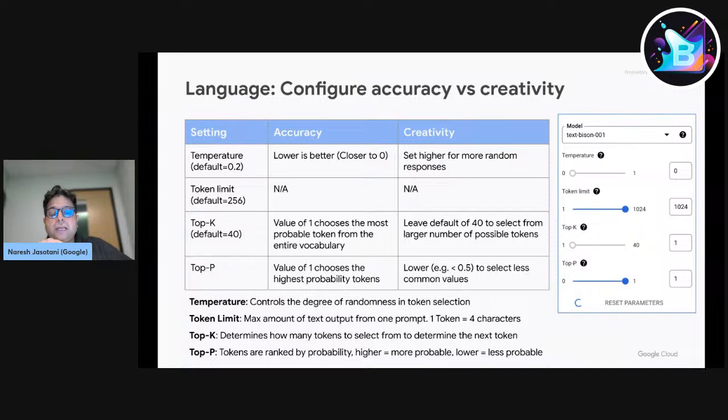And this is defined, and I'm going to share the slides with you. This defines the different parameters that you can modify: temperature, token limit, top K, and top P.